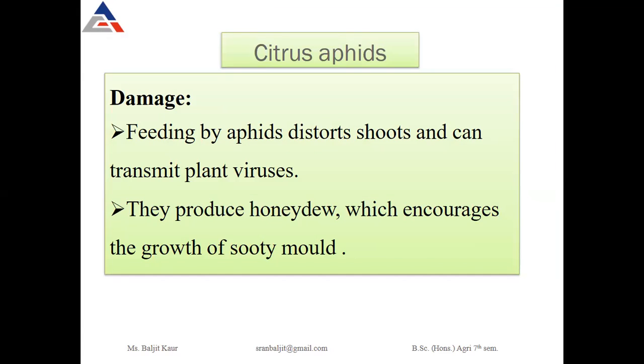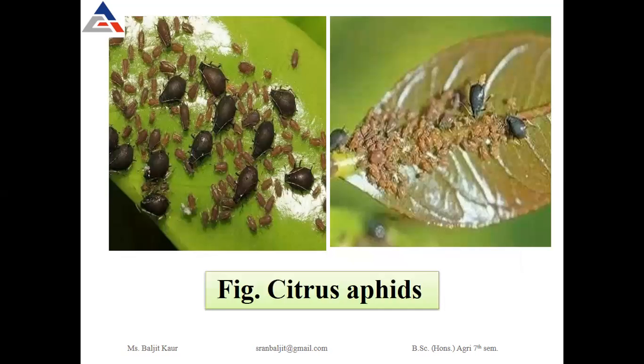Next is citrus aphids. Citrus aphids feed on the shoots and distort them, and they can transmit plant viruses. Aphids sometimes transmit virus diseases. They also produce honeydew, which encourages the growth of sooty mold. Citrus aphids and citrus thrips both produce honeydew, and it encourages the growth of sooty mold.